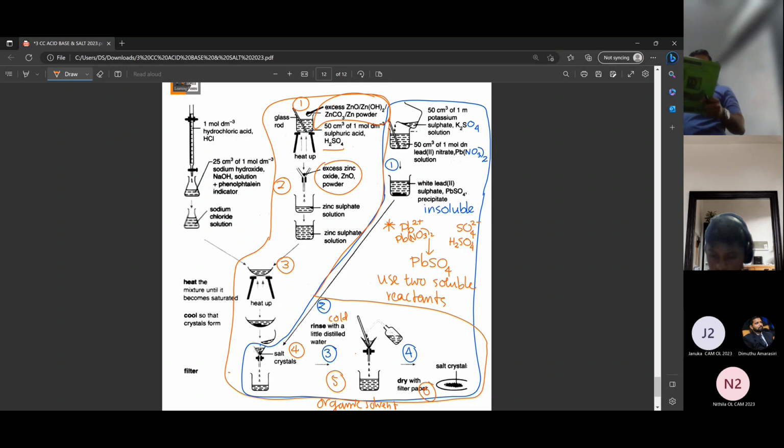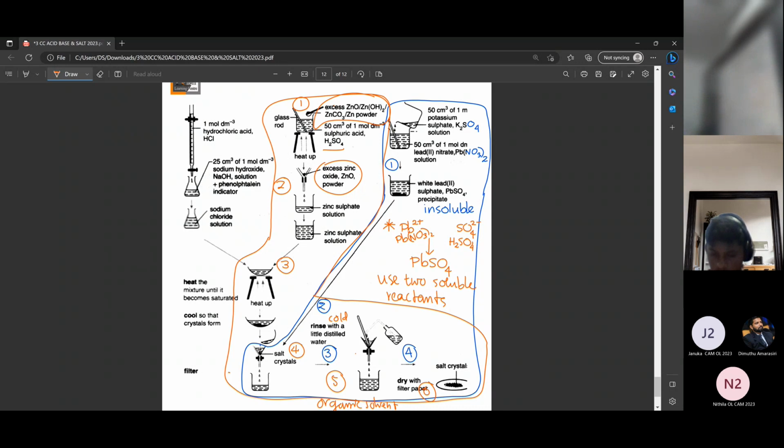Right? And filter out the excess zinc carbonate to get the solution. Heat the solution gently while stirring until crystals form. Very good. Saturation point, crystals form. Filter the crystals and rinse with organic solvent, dry them in a silver. Very good. Let's say 6 marks. You get 5 marks out of 6.